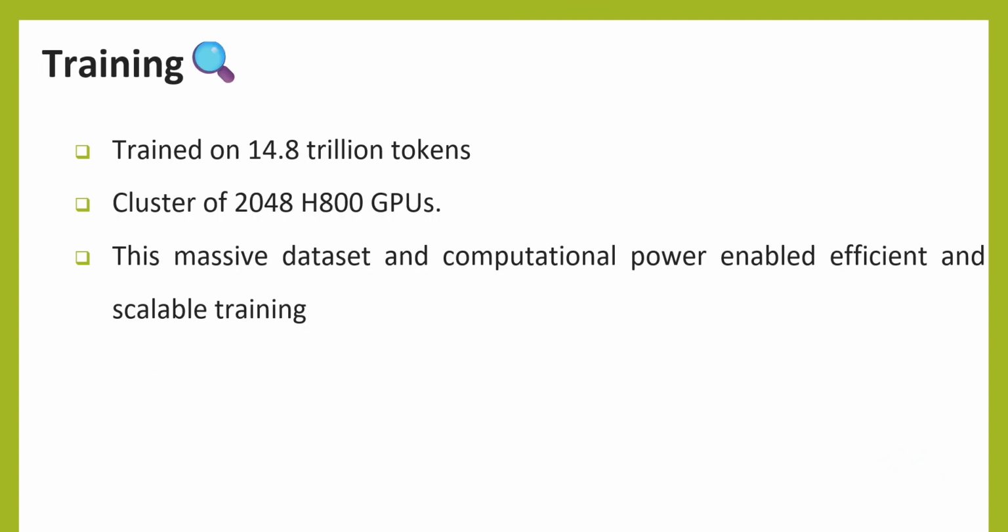Now, DeepSeek-V3 was trained on a massive dataset of 14.8 trillion tokens using a combination of supervised fine-tuning and reinforcement learning. The model was trained on a cluster of 2048 H800 GPUs, which allowed for efficient and scalable training. To put this into perspective, imagine you are trying to train a model on a large dataset of images. You would need a powerful computer with multiple GPUs to process the images quickly. DeepSeek-V3's training process is similar but on a much larger scale, with thousands of GPUs working together to train the model.